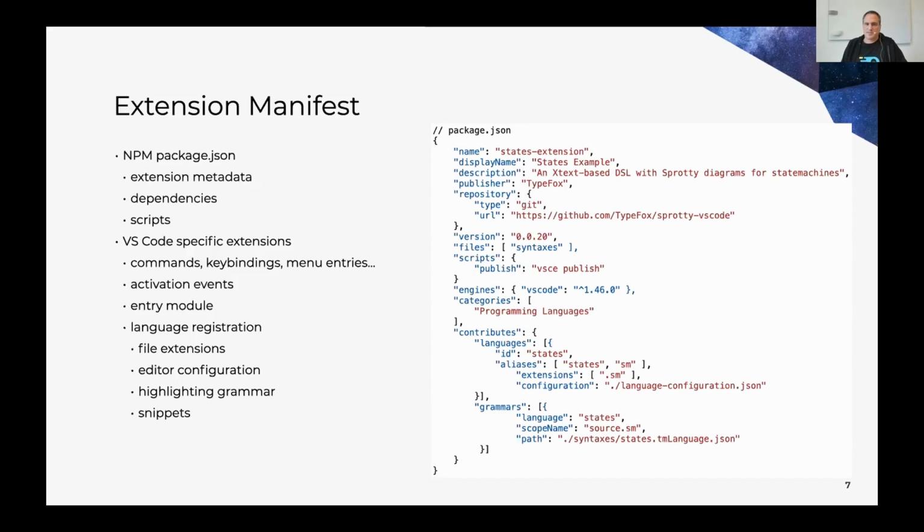But last but not least, you can contribute a language. And you see that on the lower side of the snippet, that contributes languages. We contribute a language that's called states with the file extension SM. And it has two configuration files with it. That's the language configuration, which gives you some editor hints for what is a comment, what should happen when toggle line comment or toggle region comment is hit by the user, or a grammar.